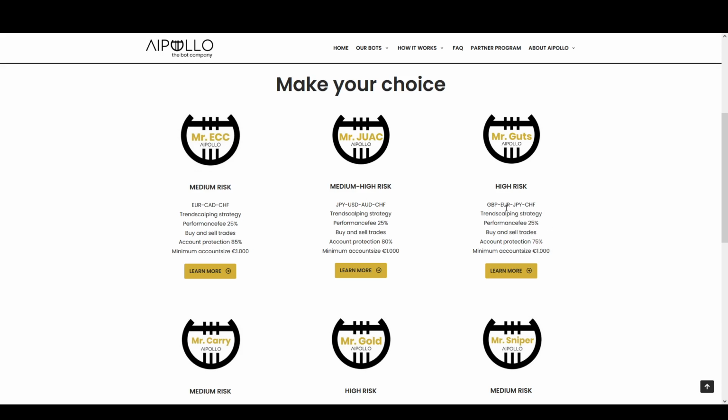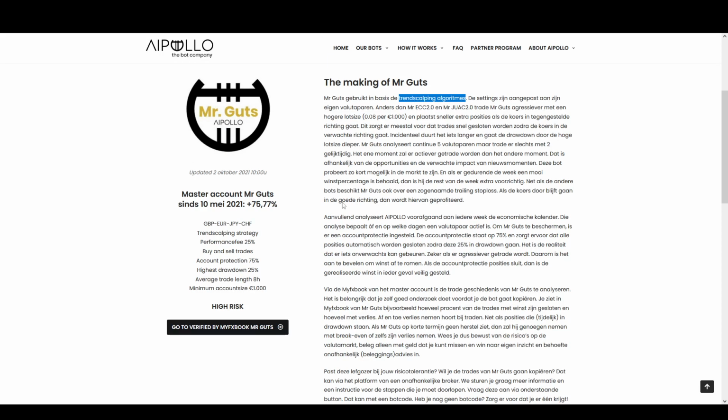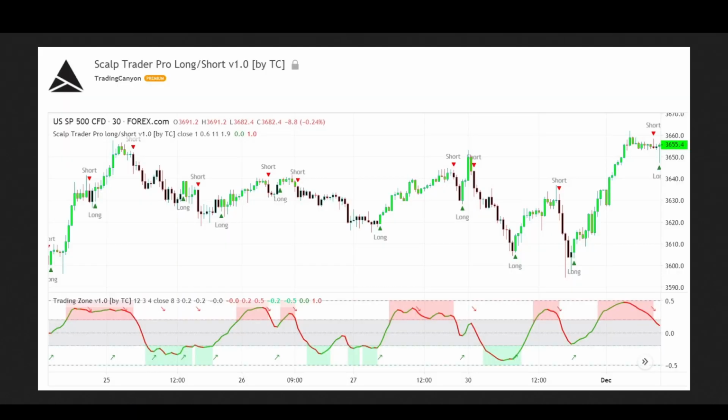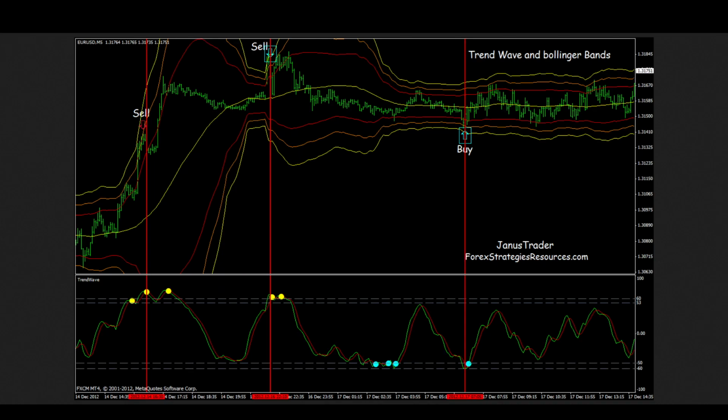So the higher the risk, the lower the account protection, but the more the profit. Mr. Egg is usually about 1%. Mr. Joe Egg is between 1 and 2, and Mr. Guts is around 4 to 5% a week. So that is really, really good. Now, going here, what does it use? It uses a trend scalping algorithm to check what is going on in these graphs, and depending on these graphs, it's going to say, hey, I'm going to buy, I'm going to sell.